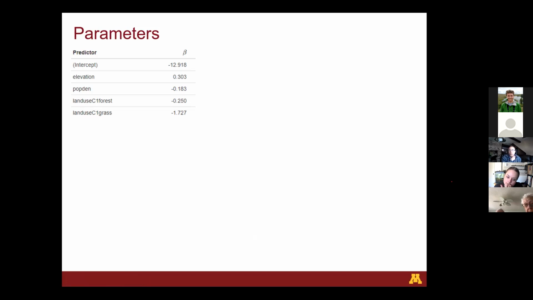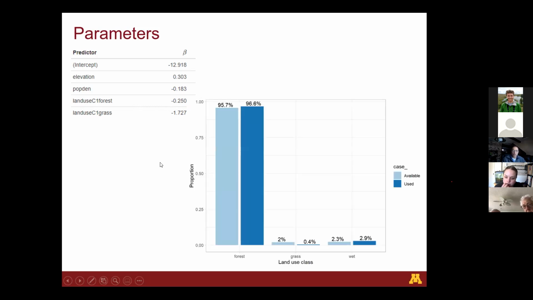And I've seen many quantitative ecologists actually fit these sorts of models and come away with that sort of interpretation, that seeing these negative coefficients would be suggestive that Loopy does not select for forested areas or grass. But if you actually look at the data here, you'll find that 96% of the time, Loopy is actually found in forest. And in fact, Loopy is using forest more often than it's available on the landscape. So you might say, what's going on here?